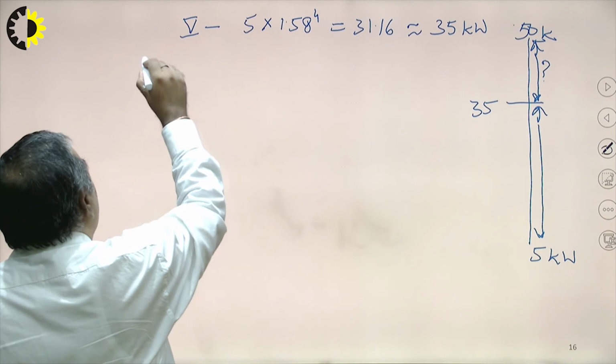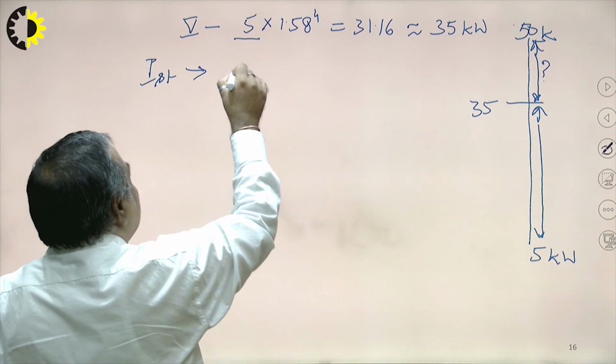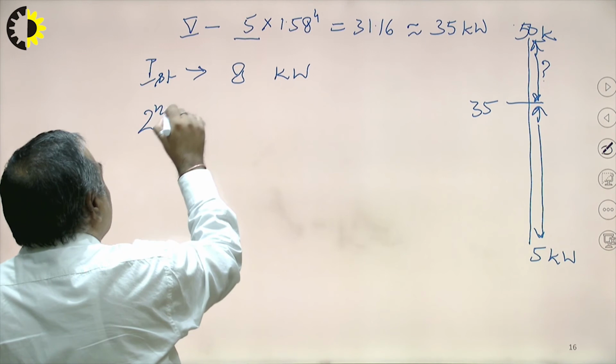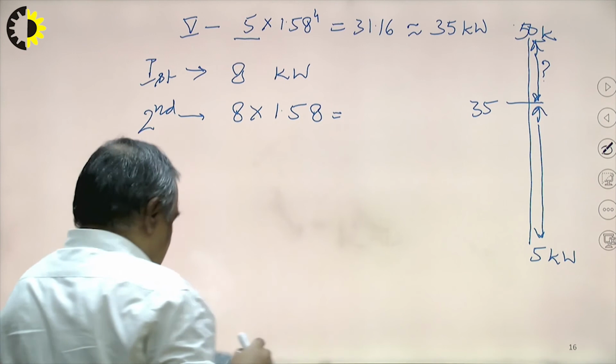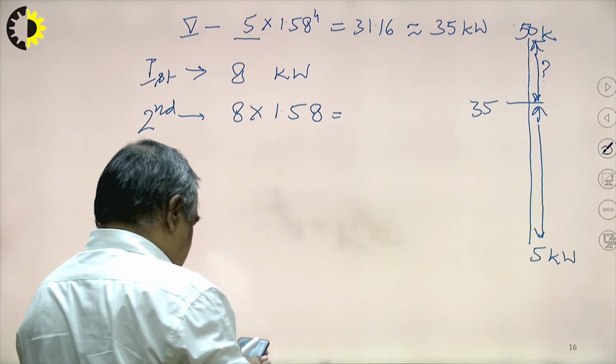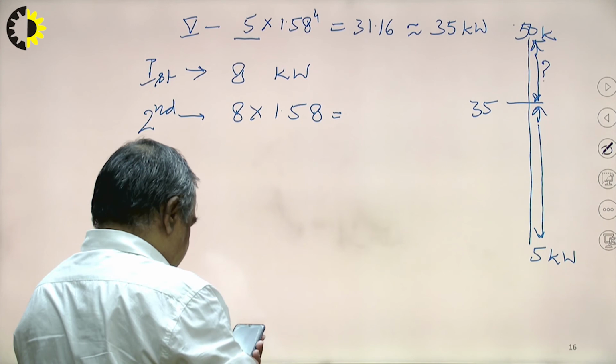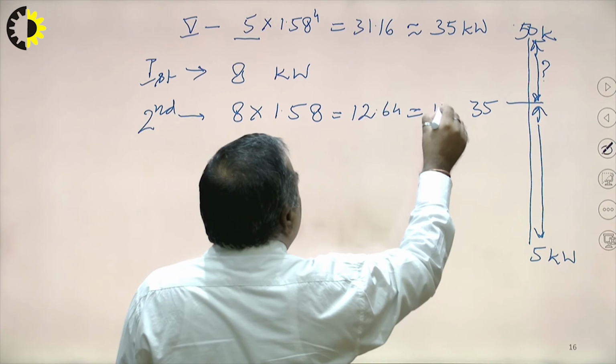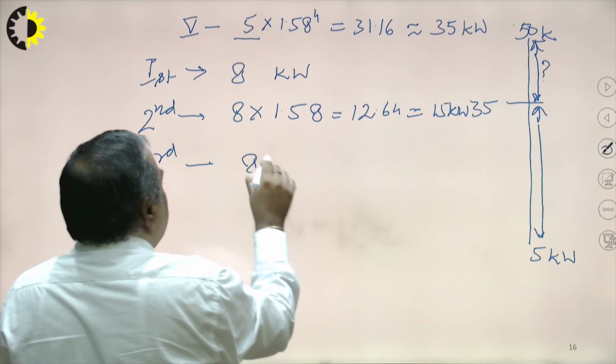First model, in place of 5, I start with 8 kilowatt. Second is 8 multiplied by 1.58. 3 kilowatt I have left unfulfilled on the lower bound. Then we perform another calculation, 1.58. This is 12.64. This is 15 kilowatt. And then third is 8 into 1.58 square.